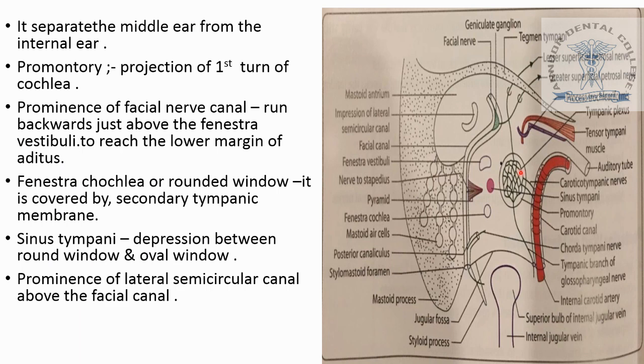Promontory. This is the promontory, a rounded bulging produced by the first turn of the cochlea, and it is grooved by the tympanic plexus. Look at this figure. This elevation is produced by the first turn of the cochlea, and it contains the plexus of the tympanic nerve, that is the tympanic plexus.